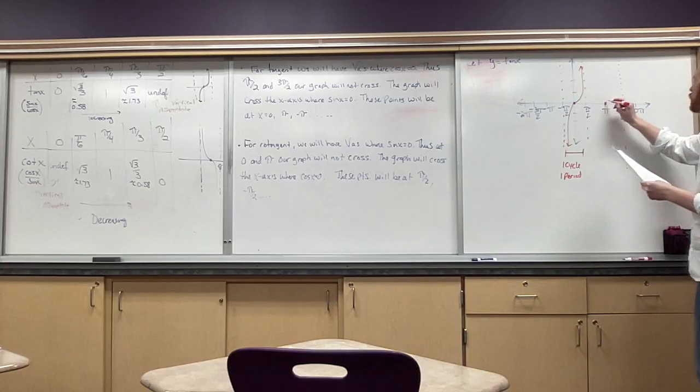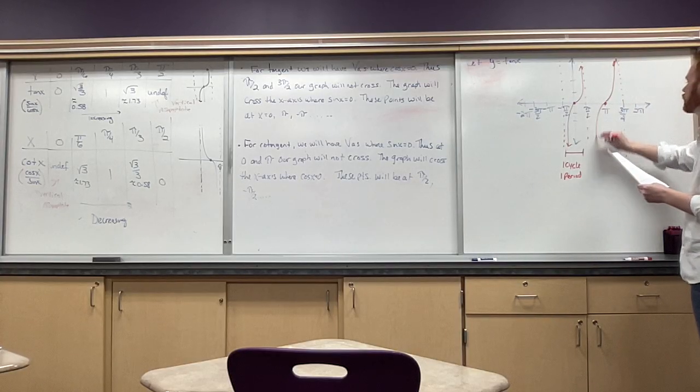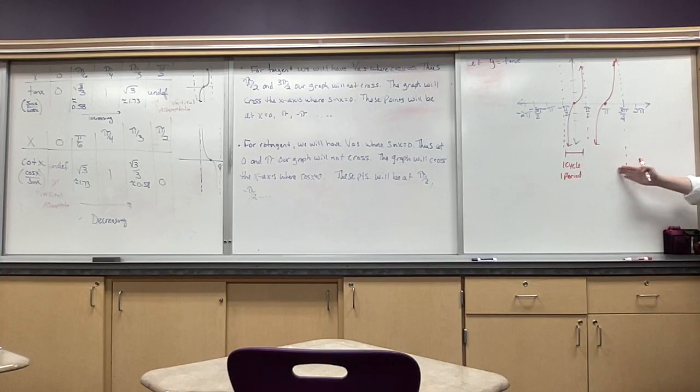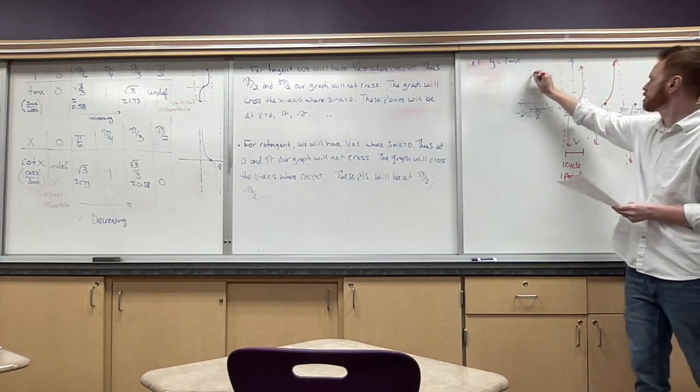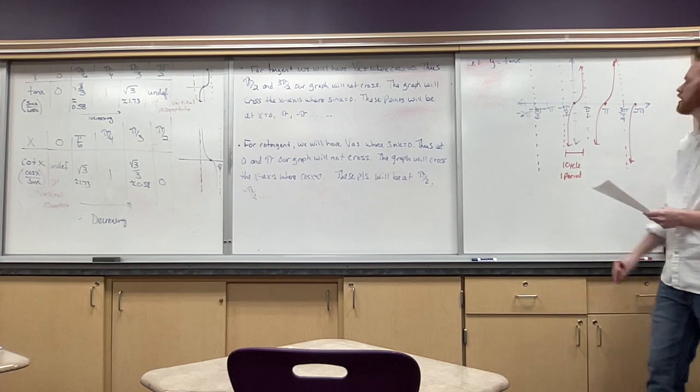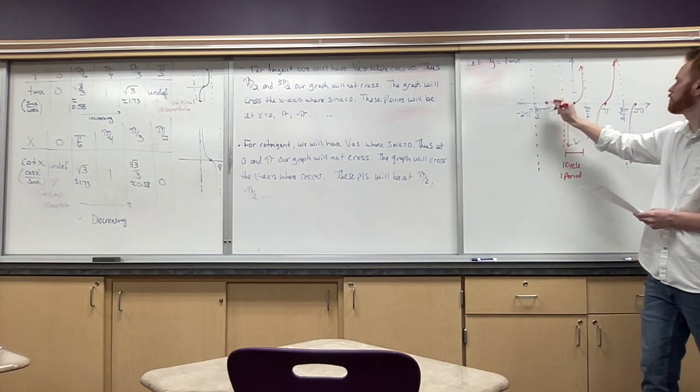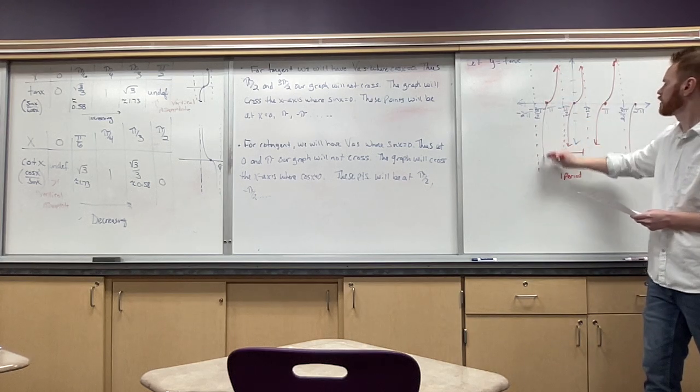Pi is when it's 0, and then it's just modeling the same behavior. So this would be 2 periods or 2 cycles. And if I want to end at 2 pi, it would look like this, but it wouldn't go past it if I'm ending at 2 pi. And on the other side, following the same pattern, there's my next vertical asymptote. There's the point. So there we go.